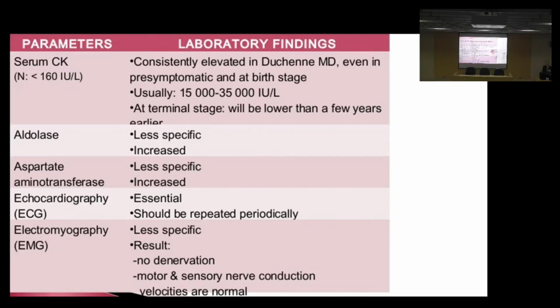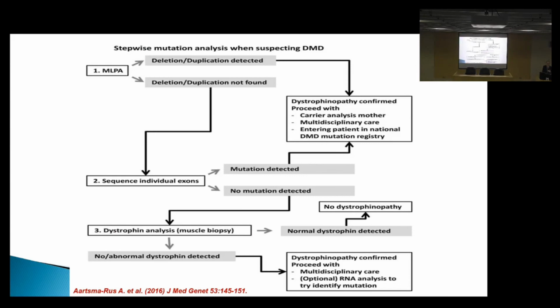I explained this already. CK is very high, 15,000, 13,000. Remember, I told you in others it's just very mild. And if it's a little boy, you are in front of Duchenne. Don't forget what I told you. If you have a boy with autism, test him for Duchenne. And this is the stepwise of the test.